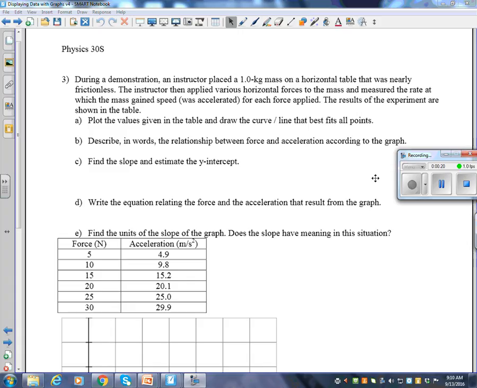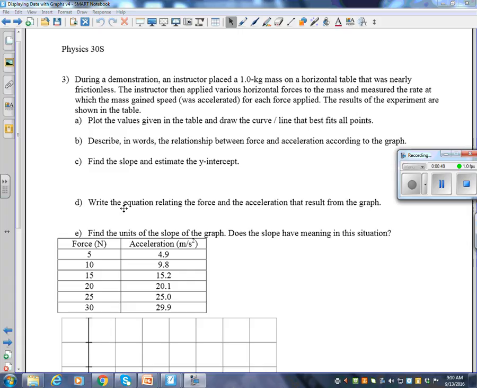Plot the values given in the table and draw the curve or line that best fits all points. Describe in words the relationship between force and acceleration. In other words, is it linear, quadratic, or inverse? Find the slope and estimate the y-intercept. Well, that kind of tells you that it's going to be what? What type of relationship is it going to be if I ask this in part C? Can you find the slope and y-intercept of a curve? You can find the y-intercept, but you can't find the slope. So it's going to be a line.